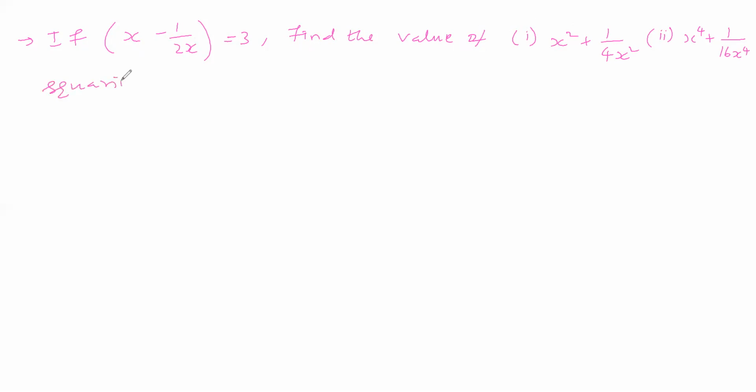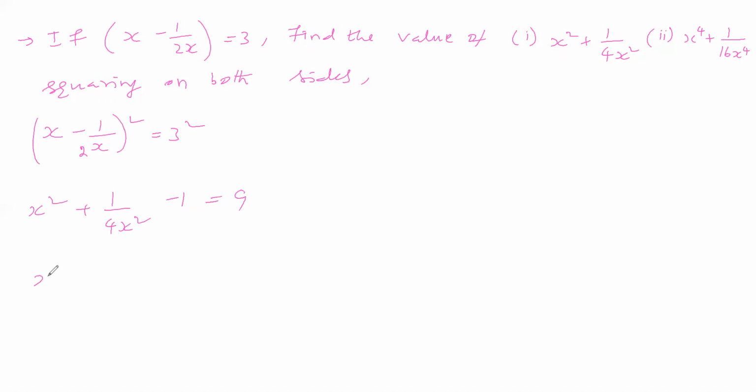Squaring on both sides, x minus 1 by 2x whole square is equal to 3 square. This we will square, so x square; this we will square, 1 by 4x square; we will multiply these two with 2, so minus 1 is equal to 9. Now we will take this minus 1 to that side. So x square plus 1 by 4x square is equal to 9 plus 1, which is equal to 10, we can say.